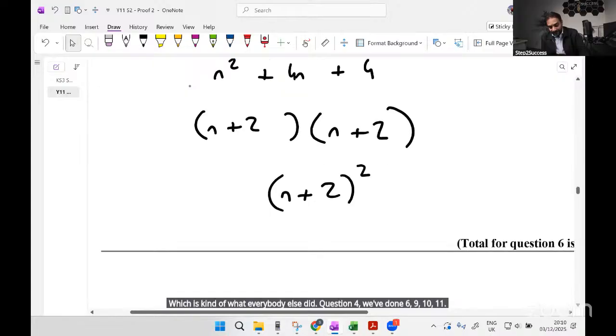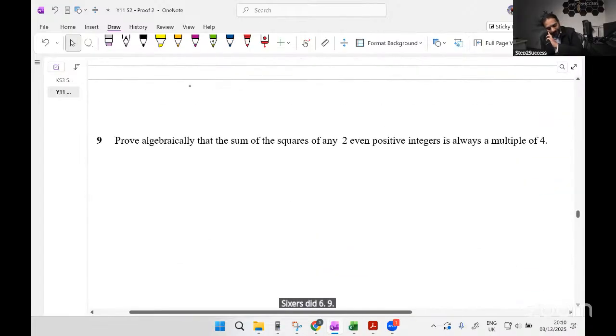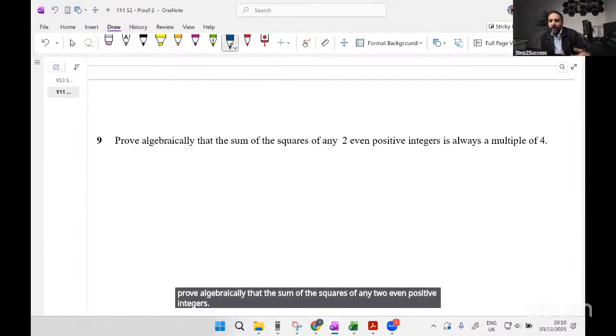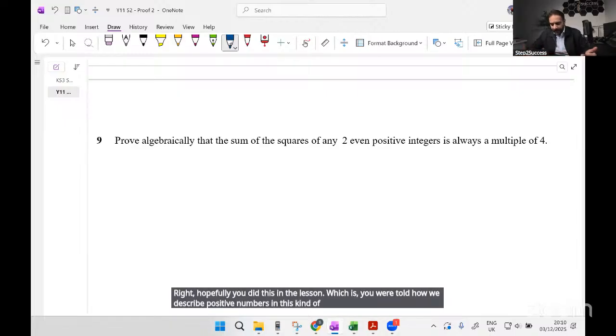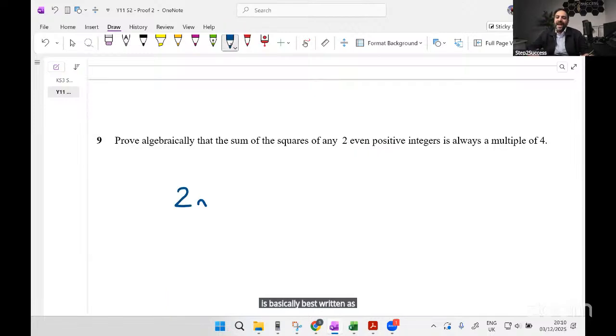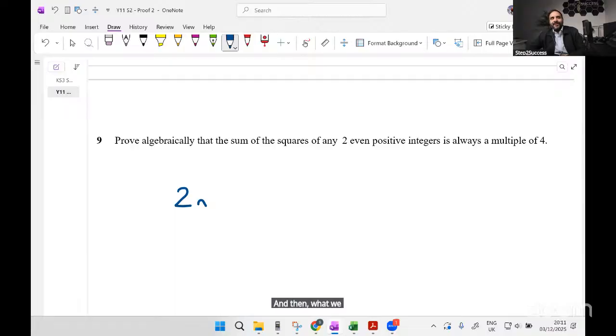Let's see what 6 is. Did 6. 9. Prove algebraically that the sum of the squares of any two even positive integers. Right, hopefully you did this in the lesson, which is you were told how we describe even numbers in this kind of topic. An even number is basically best written as 2 times something, because that makes it automatically an even number. And then what we need is any two even integers. So we need another one, right?